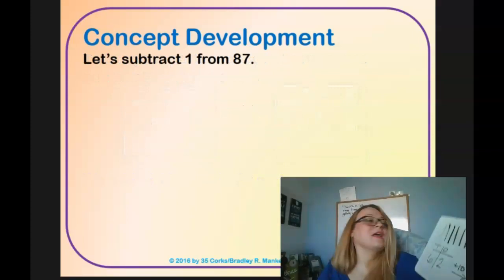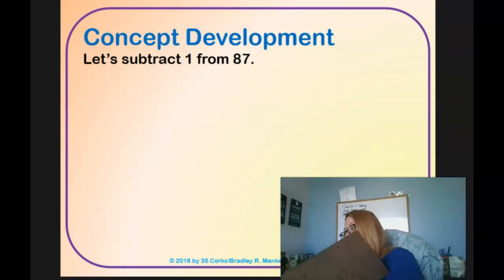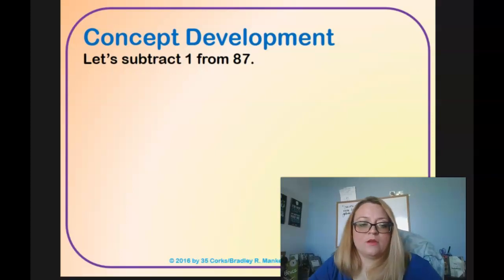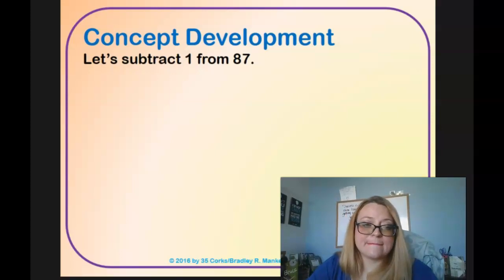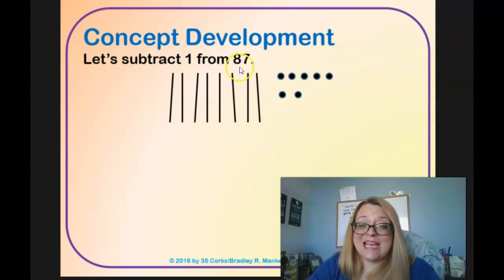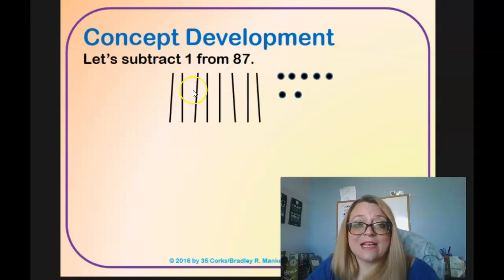All right. You guys just did this. This time we're going to subtract. So we have a new number. It is 87. Can you please draw 87 for me? You should have 8 lines because there's 8 tens, and you should have 7 dots because there's 7 ones. Make sure that you have 8 lines and 7 dots so that you have 8 tens and 7 ones, okay?